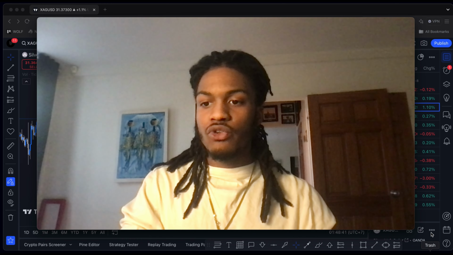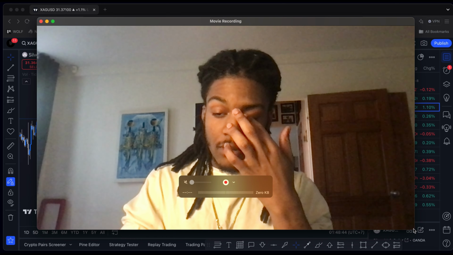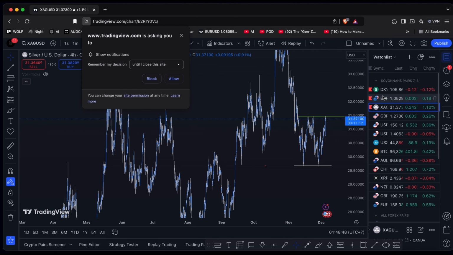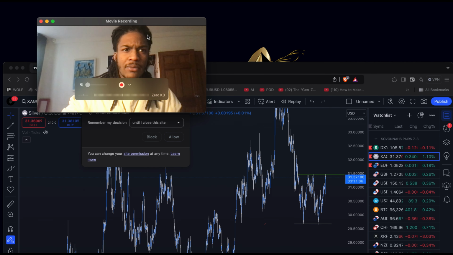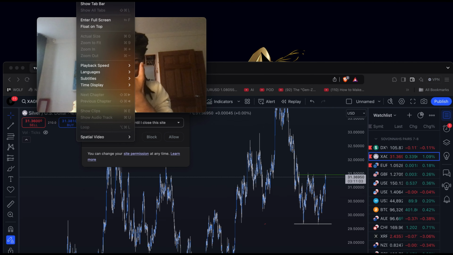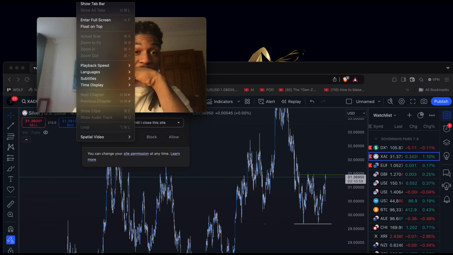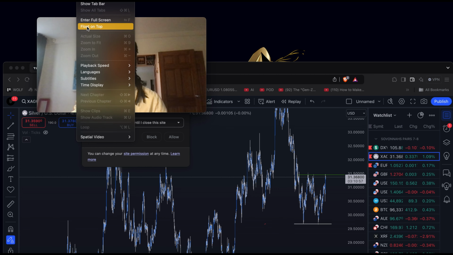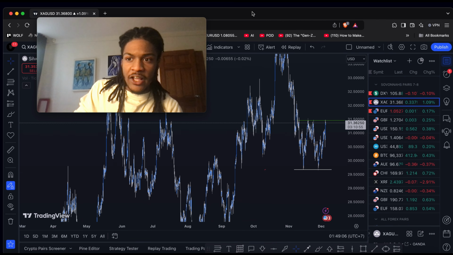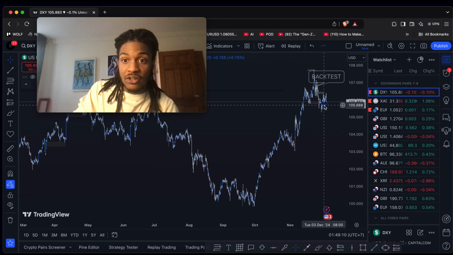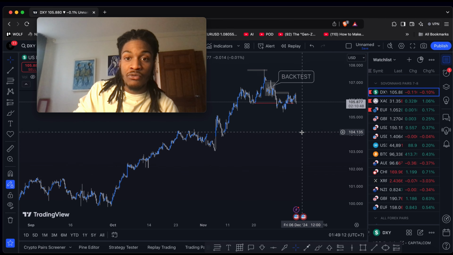The first thing I'm going to do is minimize this screen, and we're going to do two pairs. One's going to be silver, and the other is going to be the dollar index. I would actually recommend you use the dollar index if you're trading with the US dollar currency, because the index is basically the US dollar currency's price action alone.